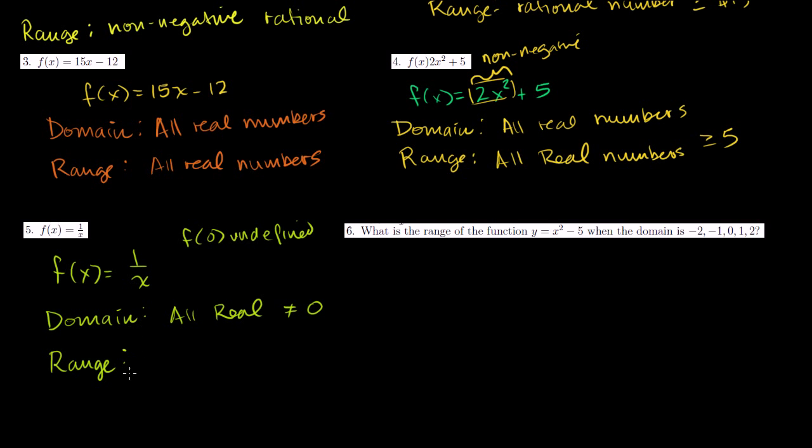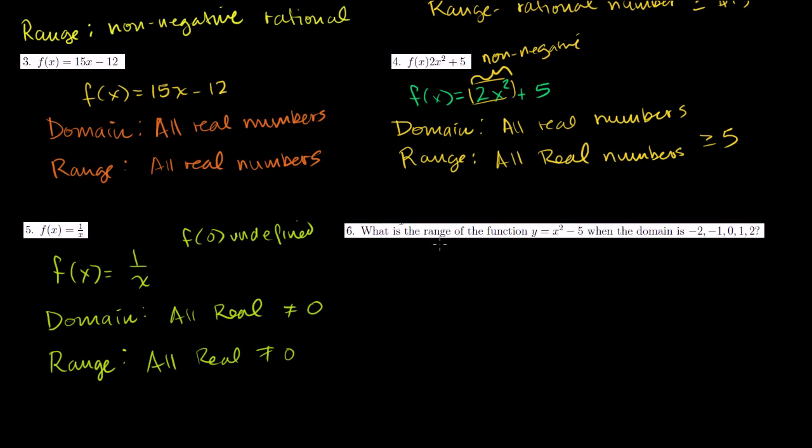And now what's the range? Well, once again, we can take on any value here except 0. We could try to approach 0. If x got really, really large, then this will approach 0. If x got really, really negative, it'll approach 0. But in no circumstance will we actually ever get to 0. So once again, all reals that are not equal to 0. All real numbers except for 0.